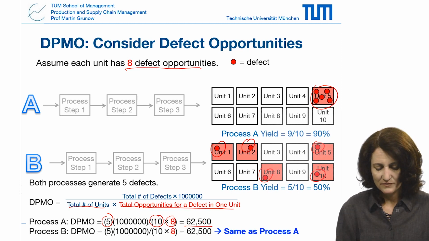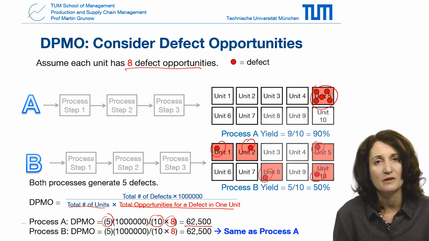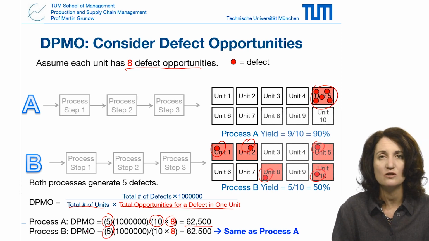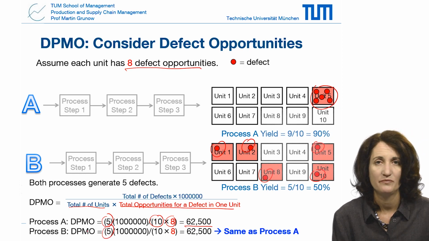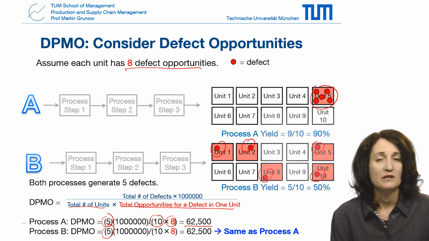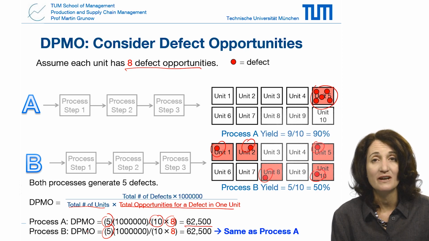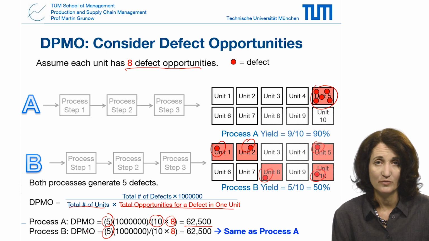And for process B, lo and behold, we get exactly the same thing, because we still have 5 defects for process B. So we see with DPMO that the processes are equal. Both generate the same number of defects, even though the number of defective units that came out of the entire process is clearly not the same for A and B.